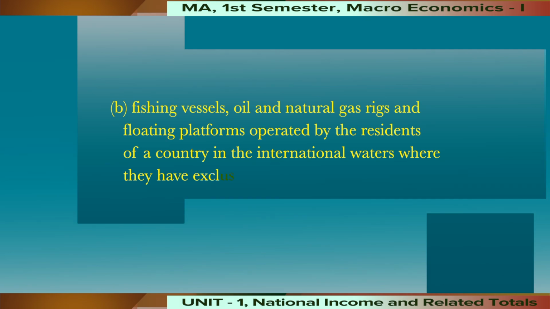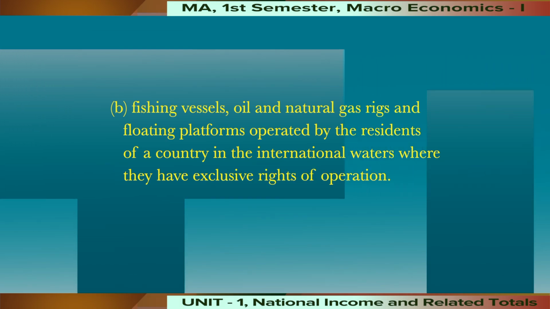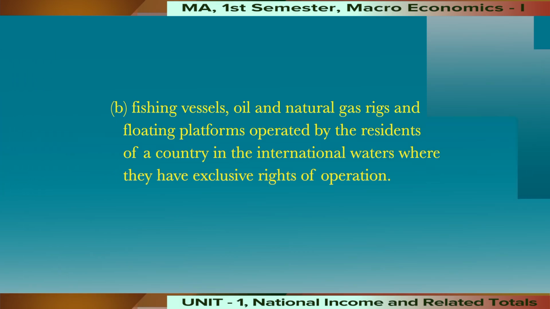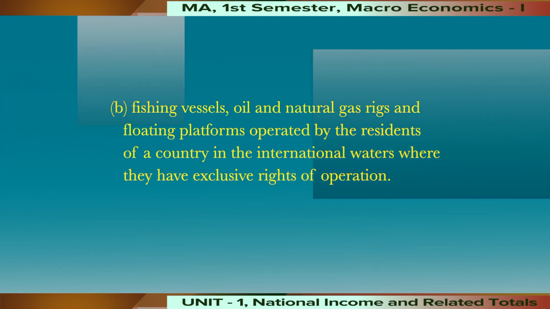Second, fishing vessels, oil and natural gas rigs, and floating platforms operated by the residents of a country in the international waters where they have exclusive rights of operation. For example, fishing boats operated by Indian fishermen in the international waters of the Indian Ocean will be considered a part of the domestic territory of India.